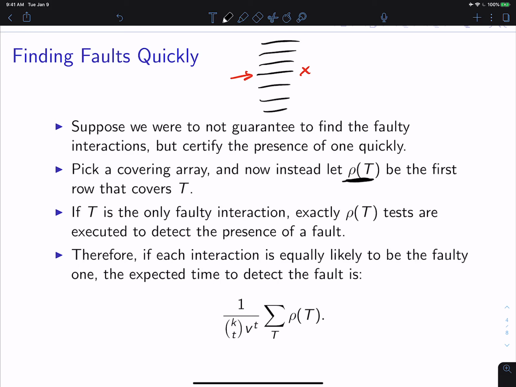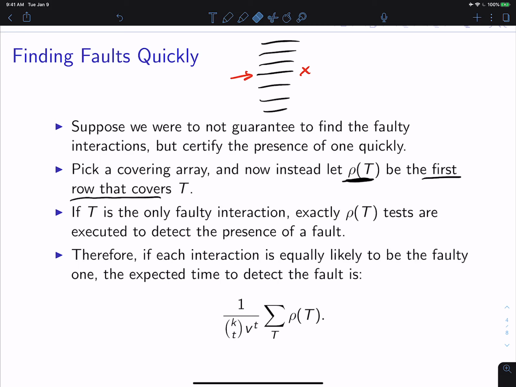So row of t here in this context is going to be the first row that covers t. So it's not the set of rows in which it appears, but rather the first one that it appears. It's unfortunately a difference in research areas. People picked row of t in locating arrays to mean something else. It just happened to be exactly the same. But row of t here is going to be the first row that covers t.